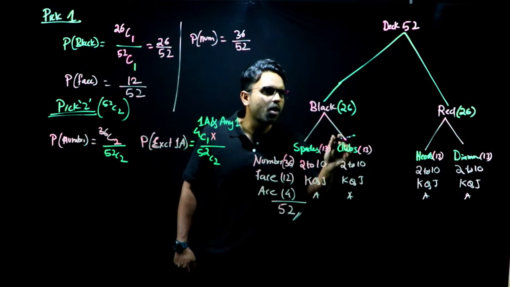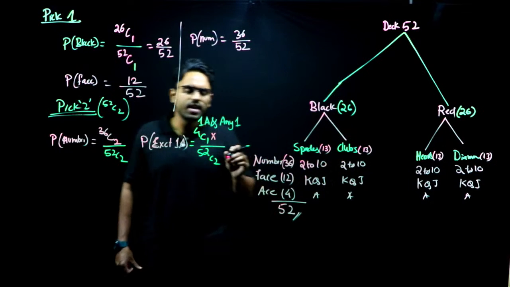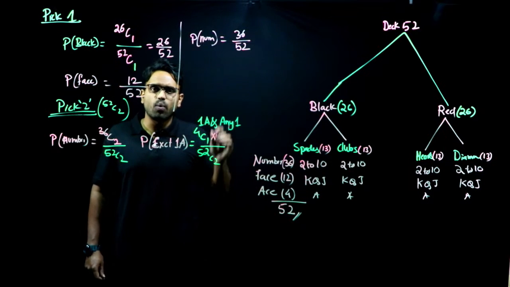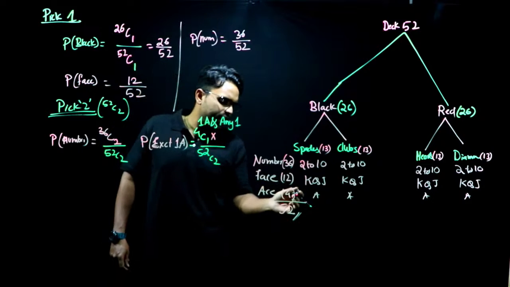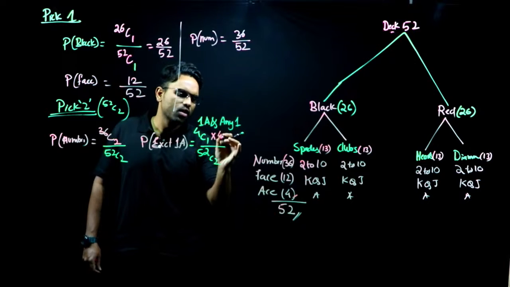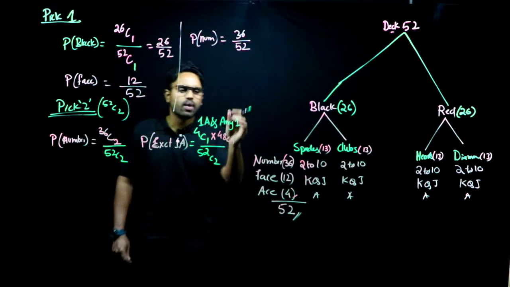Any one card among how many cards? Beautiful, Srishant. What does it say? Any one card among the remaining 48 cards. Why? Because I can have only one ace, so I have to remove all the 4 aces out of the total of 52 cards. 52 minus 4 gives me 48. 48 C1. Any one card other than ace.